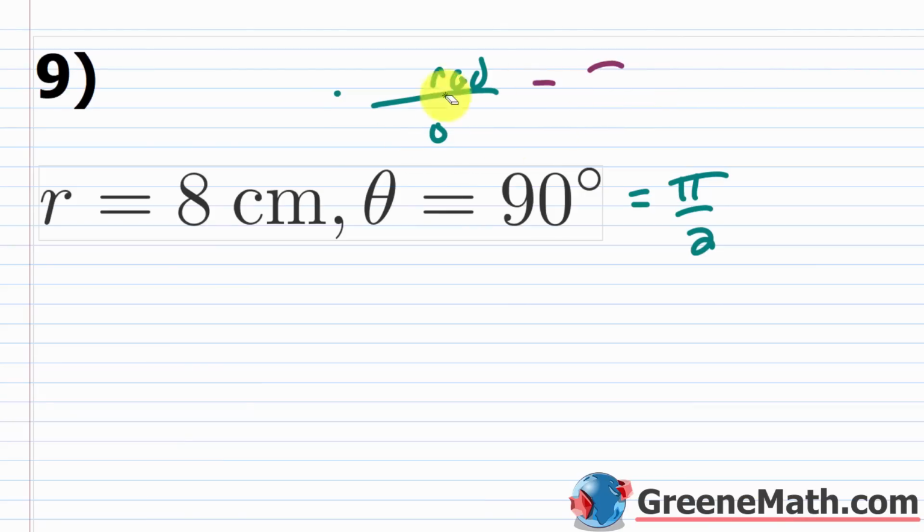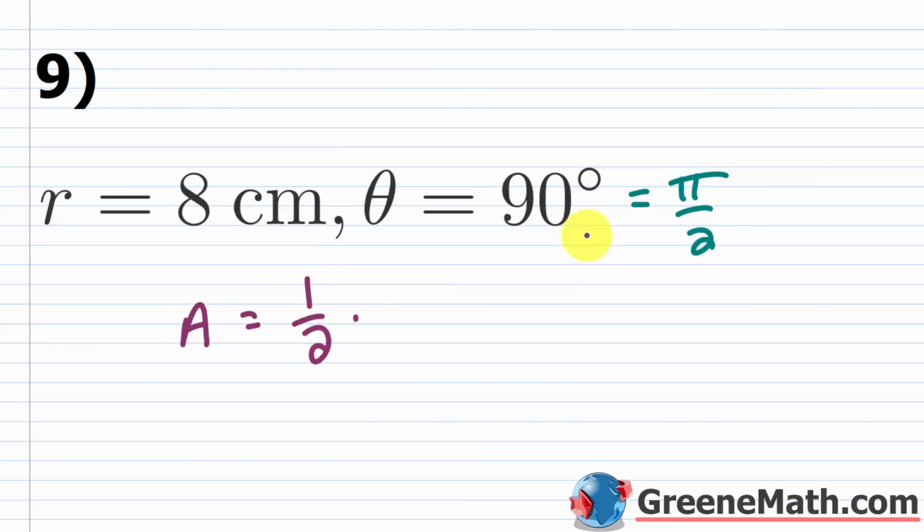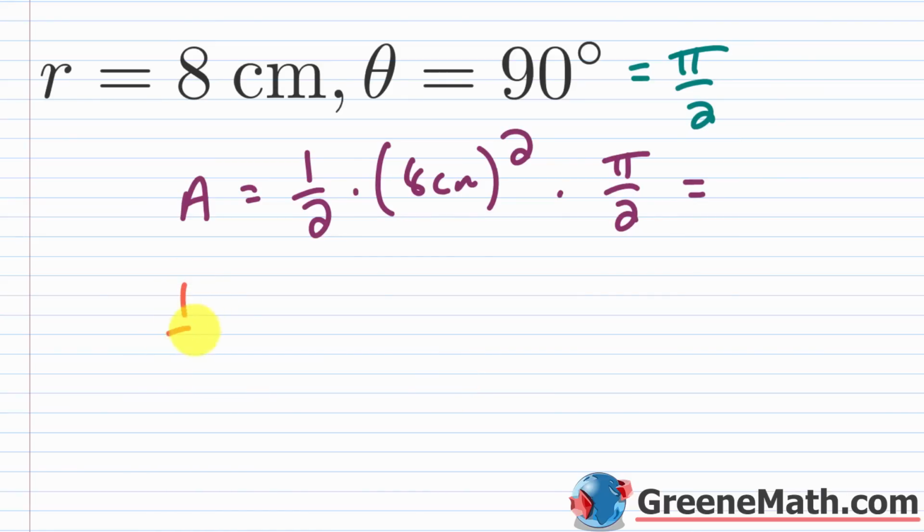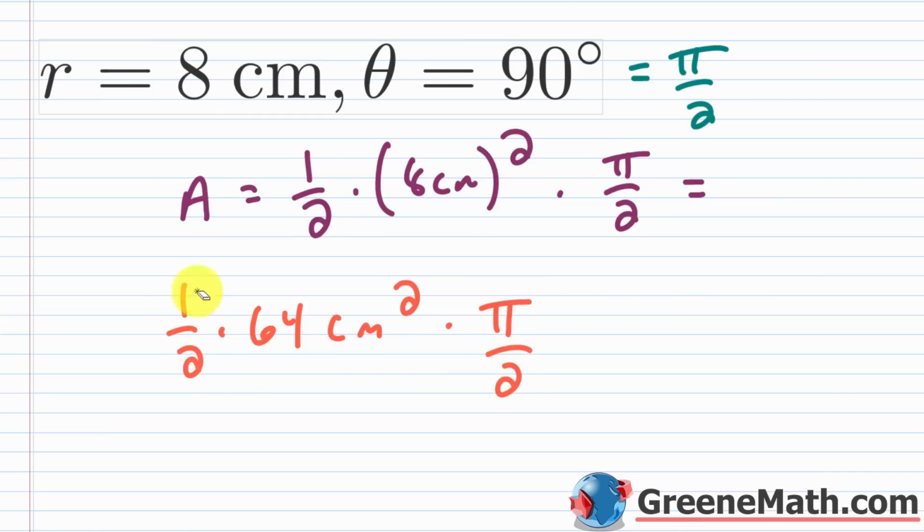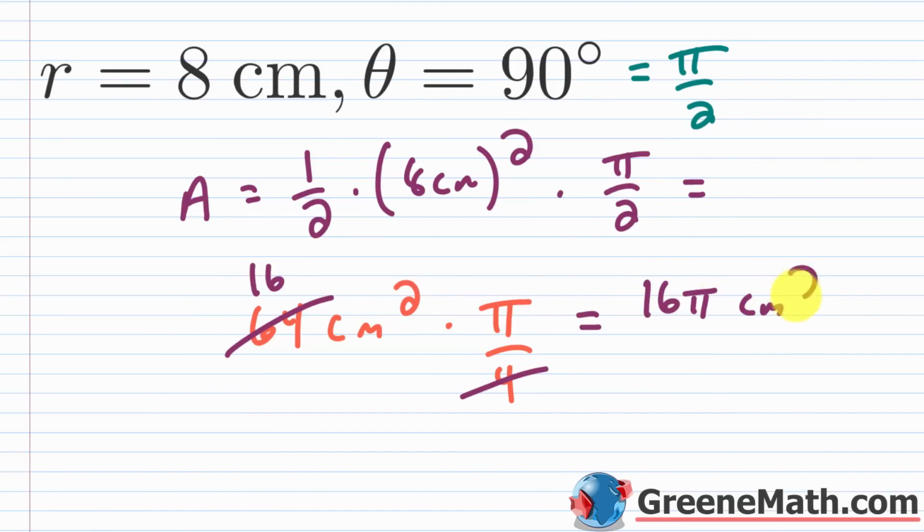radians. Okay, so once we've converted it over, again, you could just use your formula. So your area is equal to 1/2 times your radius squared. So this is 8 centimeters squared. And then times your theta, which is pi over 2. So in this particular case, you have 1/2 times 8 squared is 64. And then you'd have centimeters squared, and then times pi over 2. Again, what I'm going to do is say that this 2 times this 2 is 4. I'm just going to get rid of this from here to make it a little bit clearer what we're going to do, because 64 divided by 4, that's going to give me 16. So this ends up being 16 pi centimeters squared.